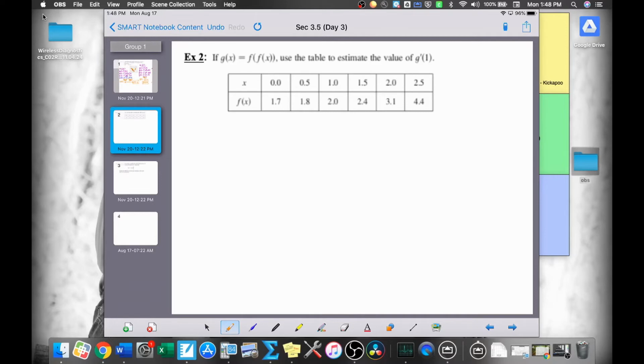Well, first of all, let's start with what g of x is equal to. G of x is equal to f of f of x, which is a composition. So we know g prime of x is going to be equal to f prime of f of x times the derivative of f of x, which is f prime of x. So if we want g prime of 1, we have to put a 1 in for x.